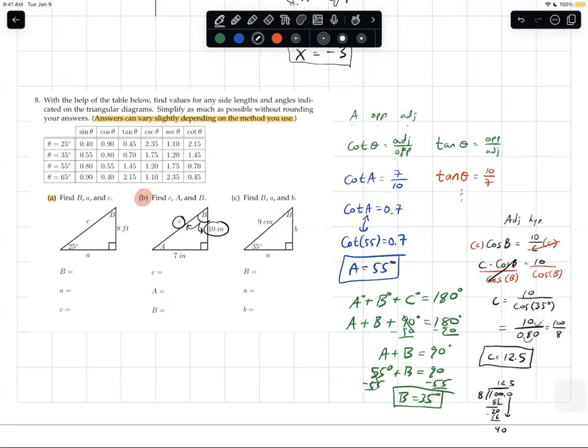Does anybody have the answers available? Is it 12.5 or what is C? It's 12.0. Yeah, and as it says there and it's highlighted there, I just wanted to check because I was pretty sure that was going to be different. Yeah, answers can vary slightly, so this would be accepted. This is an acceptable answer.